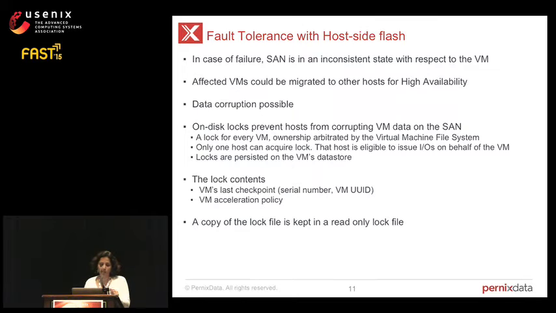So the lock contents are essentially the checkpoint, which we talked about before, which is this last serial number of the write that was acknowledged from the SAN, and the VM's acceleration policy, whether it was in write back or write back peer, etc. A read-only copy of the lock file is also kept, and I'll talk about that when we discuss some fault tolerant scenarios.